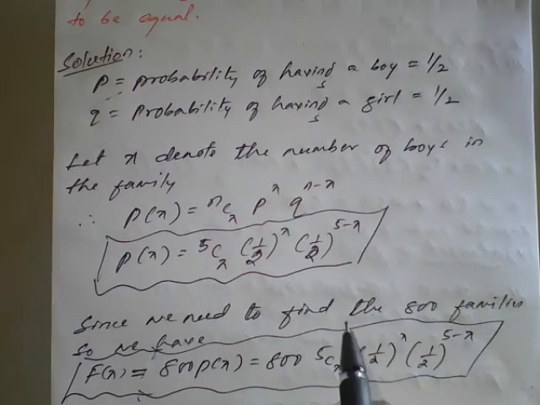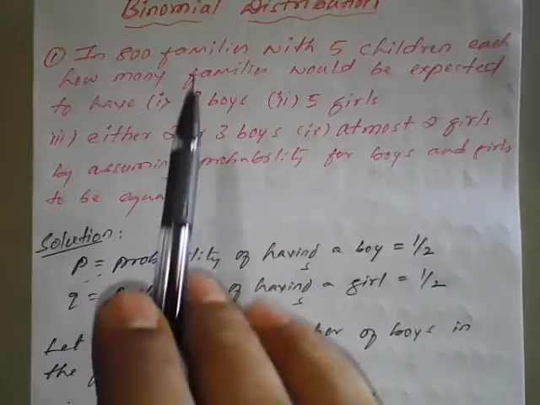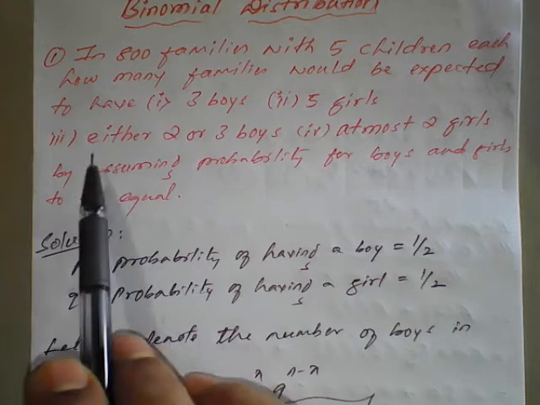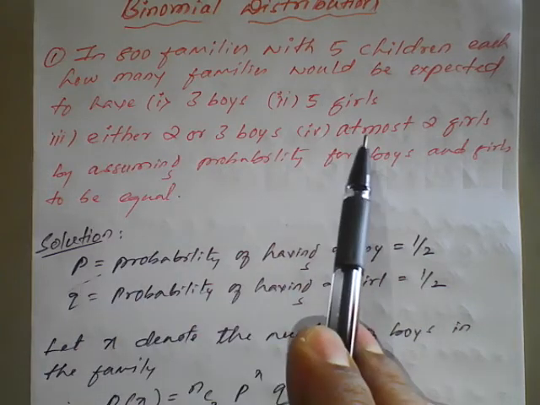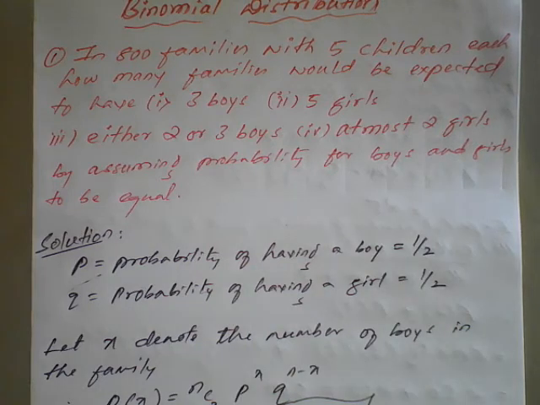Since we need to find the number of families out of 800, I am going to write the function f, that is f of x is equal to 800 into p of x, and we know the value of p of x, so 800 into 5Cx, 1 by 2 raised to x, 1 by 2 raised to 5 minus x. In this formula we'll apply the values for 3 boys, 5 girls, either 2 or 3 boys, and at most 2 girls, and we'll see the respective result out of 800.